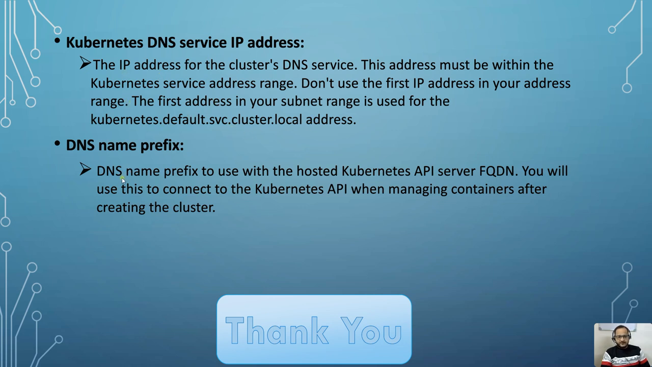DNS name prefix. The DNS name prefix is used with the hosted Kubernetes API server fully qualified domain name. You will use this to connect to the Kubernetes API when managing containers after creating a cluster. So you can have a fully qualified domain name when you configure the DNS name prefix. So that's all.